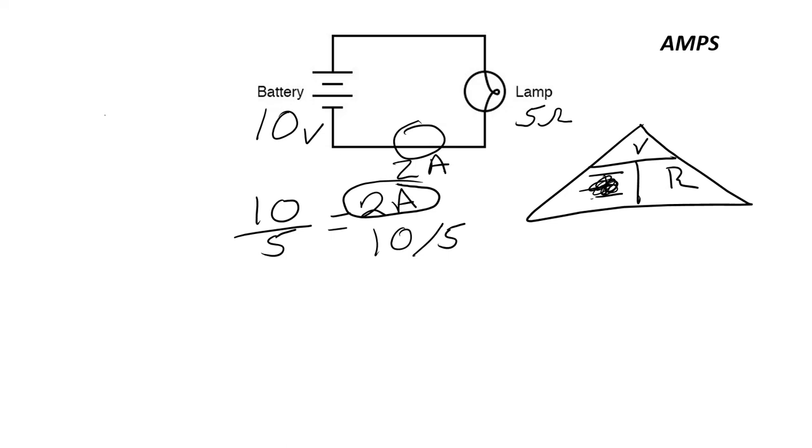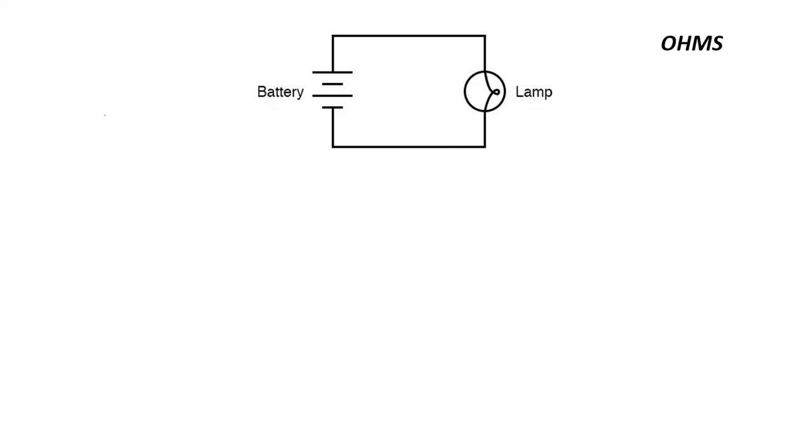All right. So now we're going to use the same equation we've been using. Draw my pyramid. E, I, R. What am I looking for now? I'm looking for ohms. So I'm going to put my finger over the R. That gives me E divided by I.